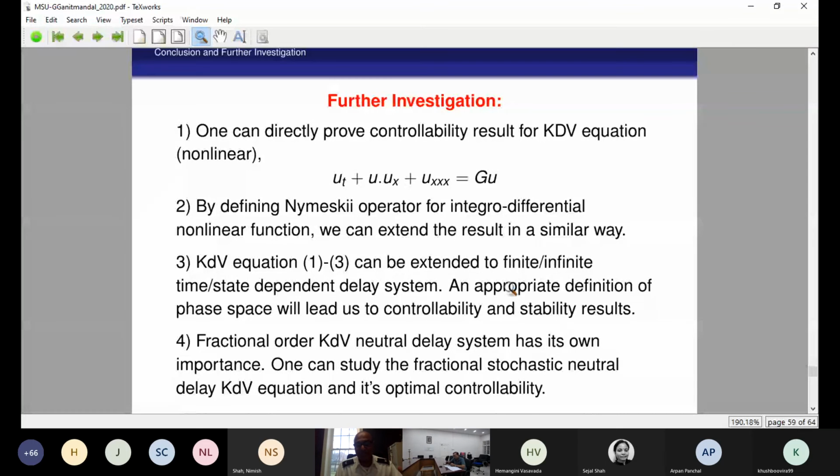You have to restrict your space, and I have generated one space that is called the pseudo phase space, and you can find the definition based on this one. That paper was published in JOTA in 2012. So I don't have time. Otherwise, sometimes we will discuss about this delay system too. An appropriate definition of the phase space will lead us to the controllability result.